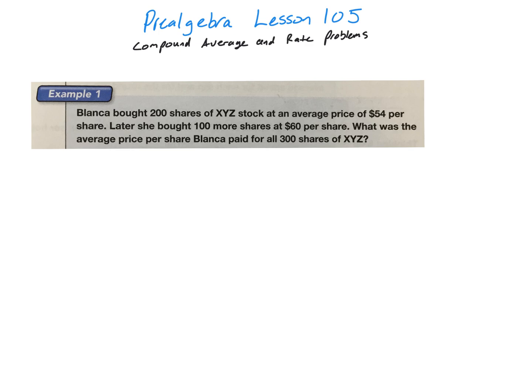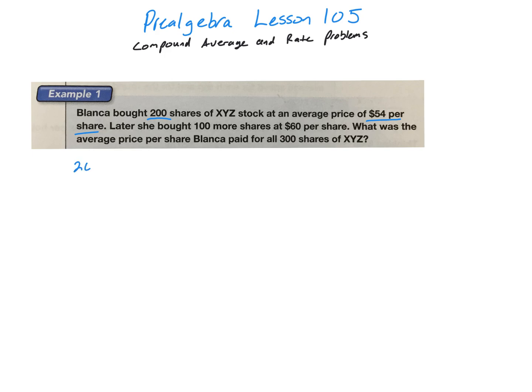The first one here says, Blanca bought 200 shares of XYZ stock at an average price of $54 per share. Later she bought 100 more shares at $60 per share. What was the average price per share Blanca paid for all 300 shares of XYZ? So, first off, we have to figure out how much she paid for the first set. We said 200 shares, $54 per share.